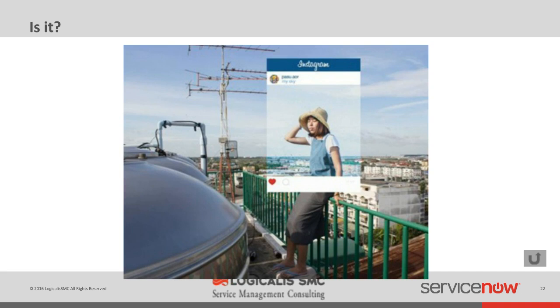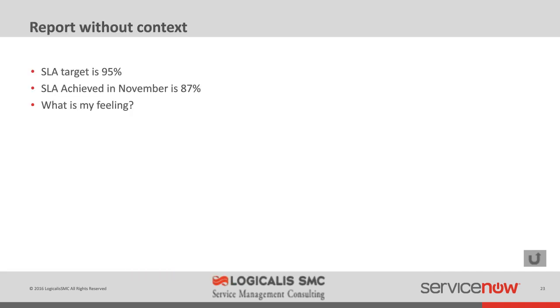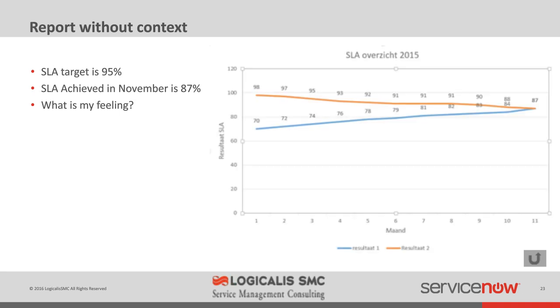in a report always the content of the complete information. Let's take an example. We have an SLA target which is 95%. In November we achieved 87%. What is my feeling? Am I happy? Am I dissatisfied? If I ask this question, most people will say, well, 87%, that's not what I would like to see because my target was 95. Still, there could be very good reasons to show me that I'm very happy after all, because it depends on the context where we're coming from.